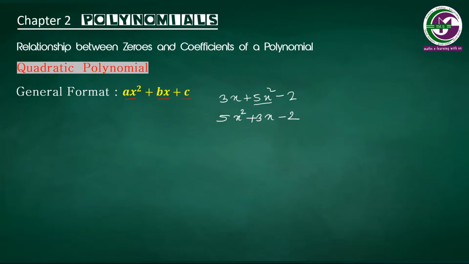Now, we also learned about the number of zeros of the polynomial depending on the degree. When the degree of the polynomial is 2, at most there can be 2 zeros. So for this quadratic polynomial, the maximum number of possible zeros are 2. So we'll denote these zeros using the Greek letters alpha and beta. Alpha and beta.